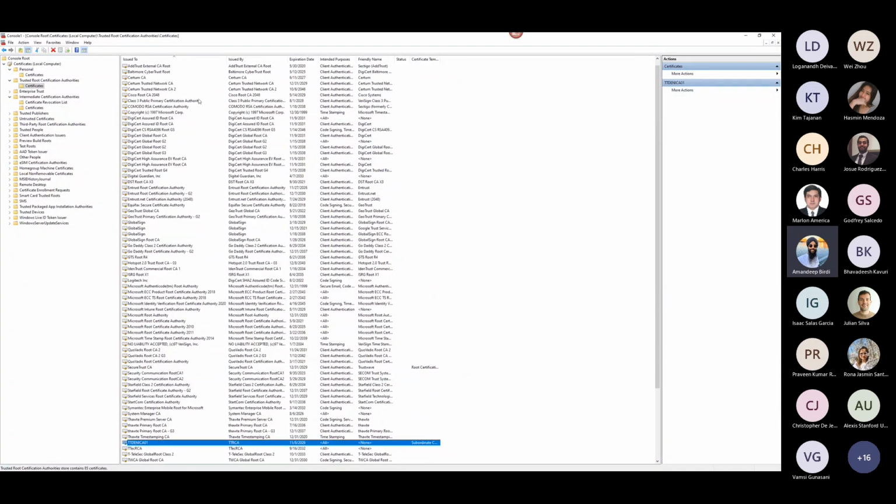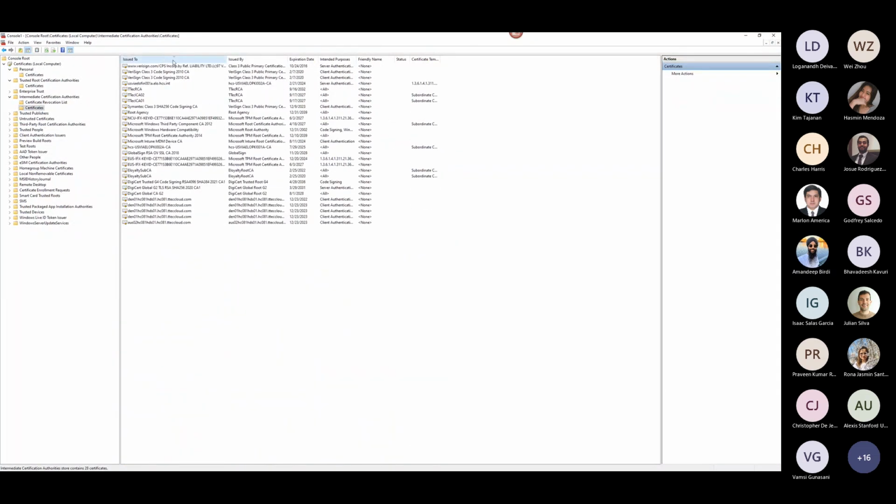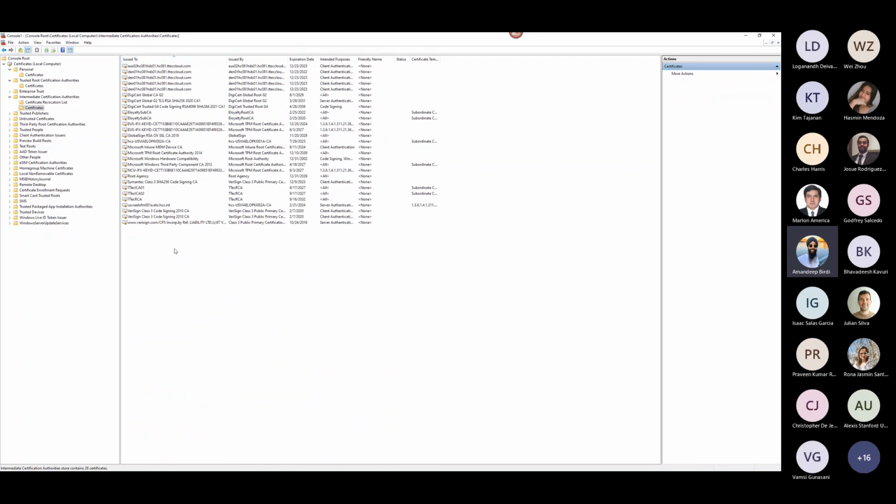You've got a lot of other stuff in here, but the point is this list here is mostly predefined when you install Windows, right? And can be updated afterwards. We can import a cert to it. Same thing with the intermediate. This is where you would have any intermediate CAs.